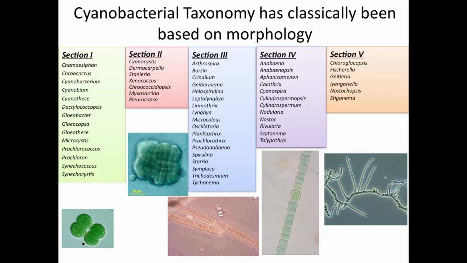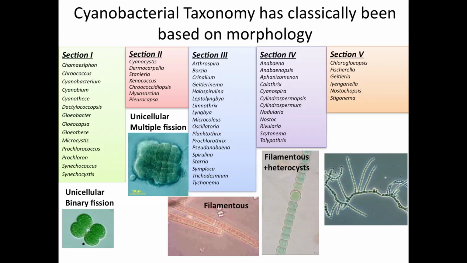So the cyanobacterial taxonomy has classically been based on morphology. There are 5 morphological sections, section 1 being unicellular, and they divide through binary fission. Section 2 are unicellular and can divide through multiple fissions. Section 3 are filamentous. Section 4 are filamentous and have the ability to undergo cell differentiation to make specialized cells called heterocysts, which allow for nitrogen fixation. And section 5, which are filamentous, have heterocysts, and the filaments actually have the ability to branch.